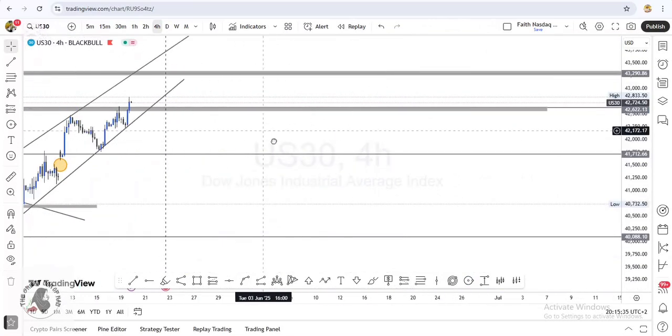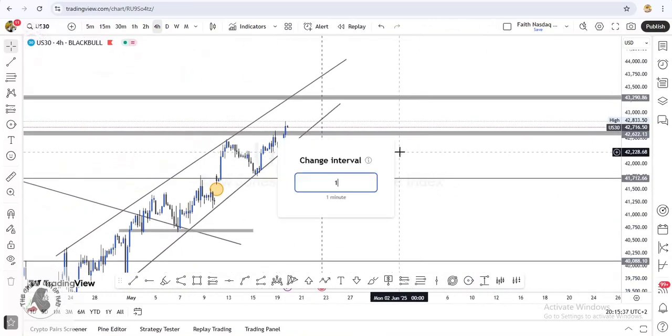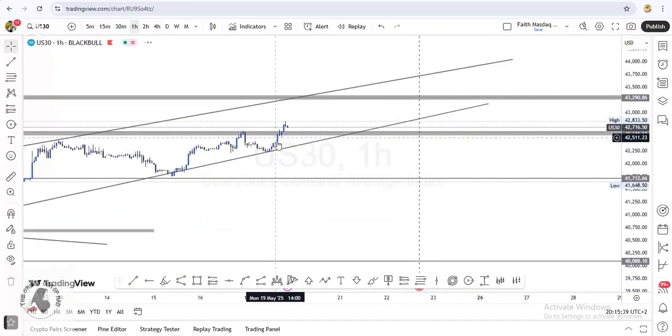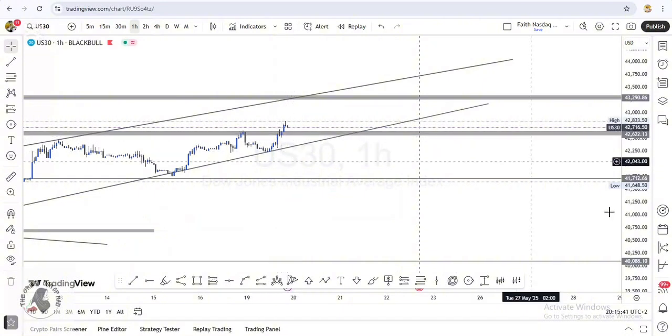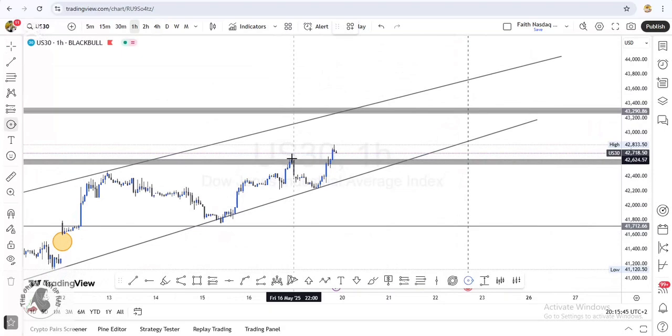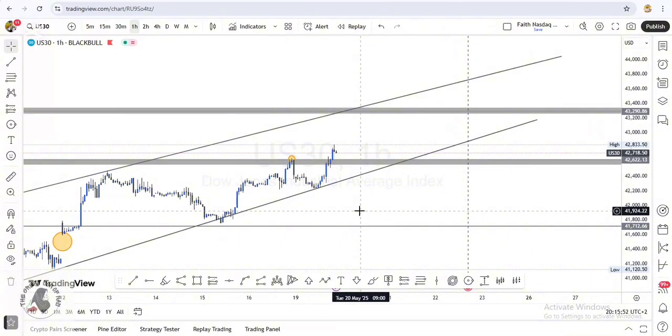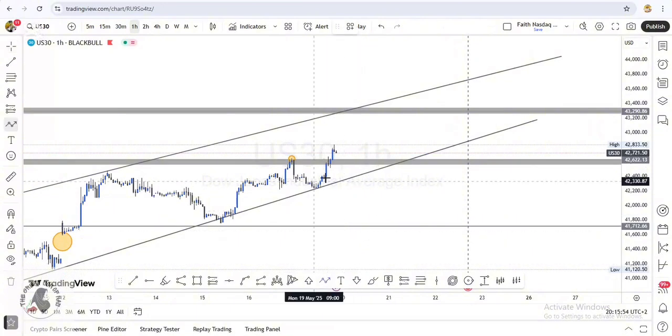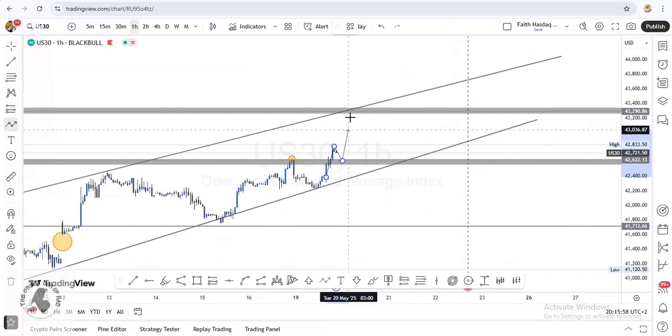So let's switch to 1 hour. On this one again, I feel like the market is coming here to retest the zone, because now it has given us a breakout. Remember here it failed to pass and reversed. So now we can apply the breakout and retest strategy: the market has given us a breakout and is coming here to retest in order for it to push to the top.